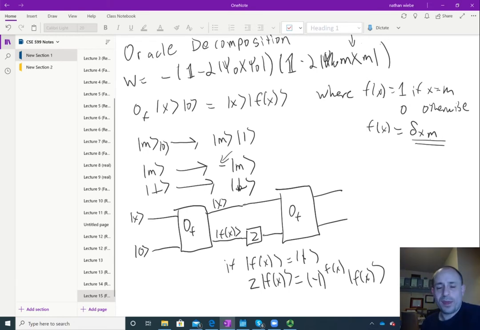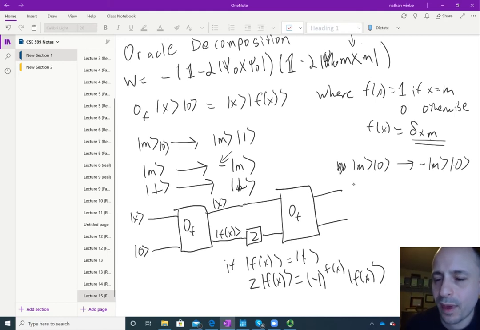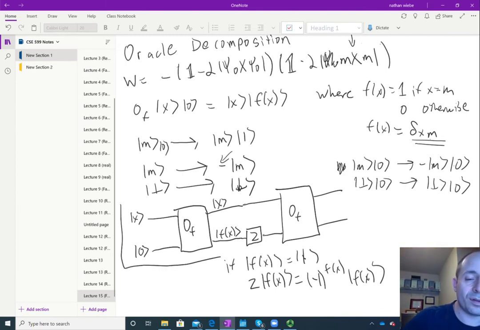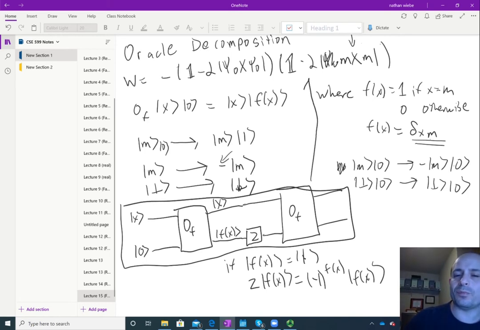And this circuit will formally end up mapping the state m, 0 to minus m, 0, and the state anything perpendicular to m, and 0 to that perpendicular result, n, 0. So you can see that this has exactly the structure that we need. Okay, so this circuit ends up implementing that reflection.